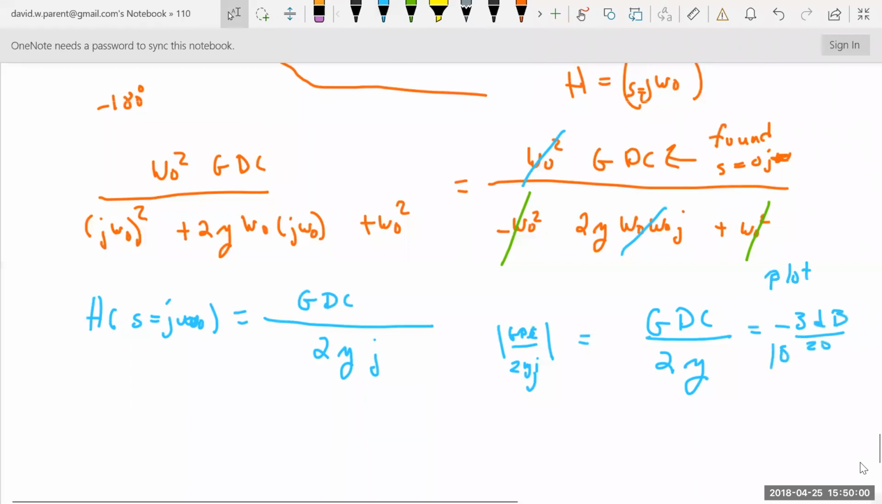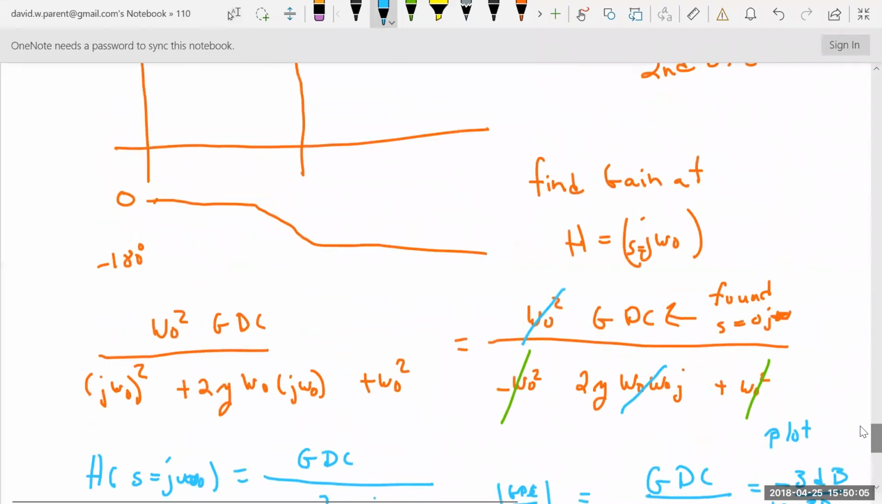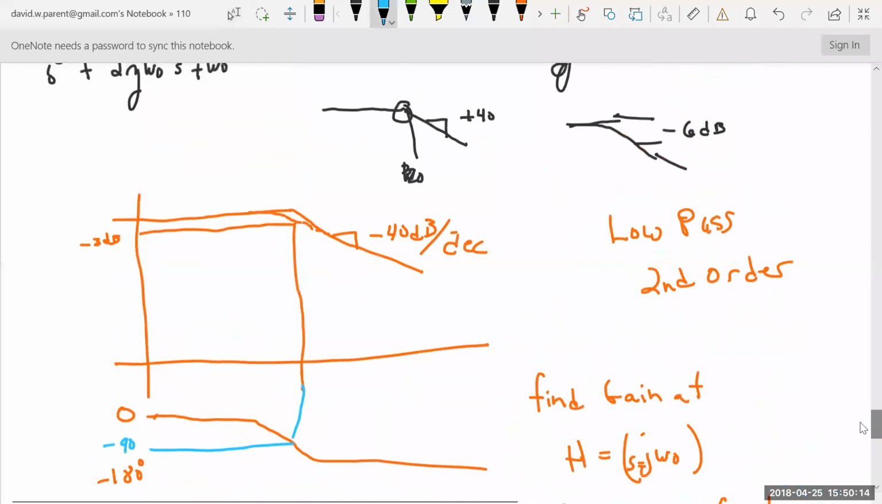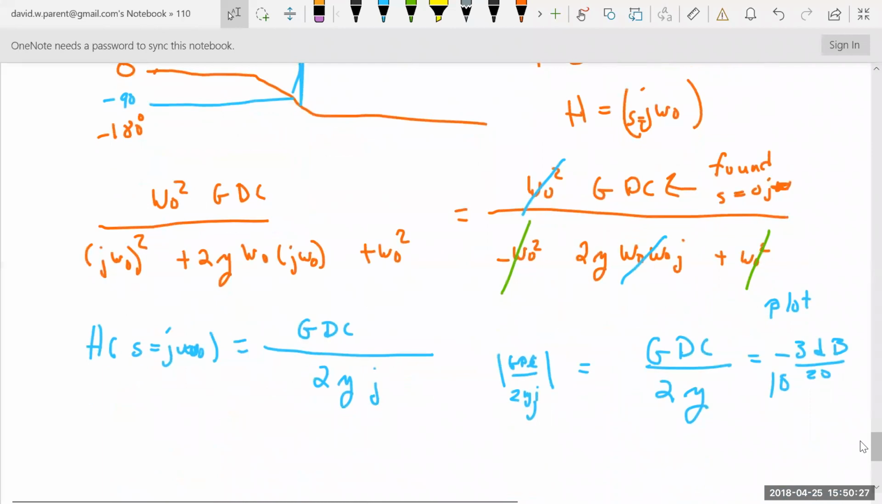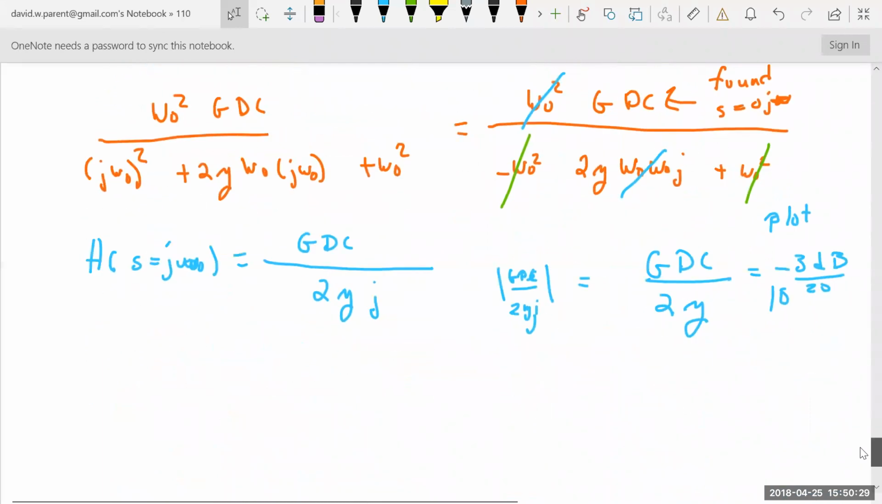Where did this number 3 dB come from? Well, I'm going to tell you that I find the minus 90 spot, come up, and I just told you that it was minus 3 dB. How did I know it was minus 90? Well, we can look at the phase.